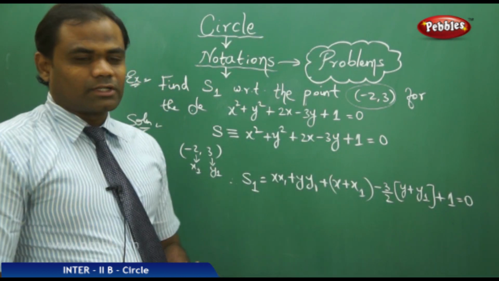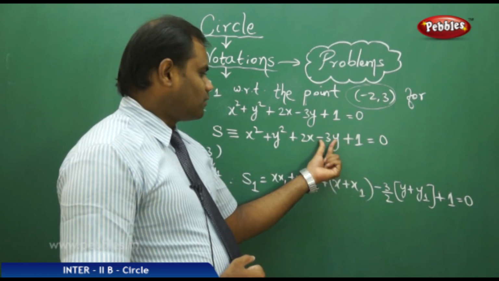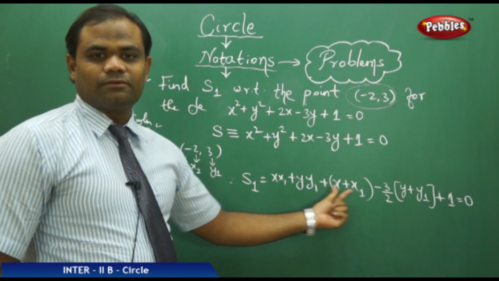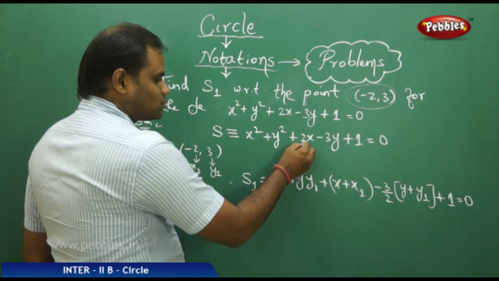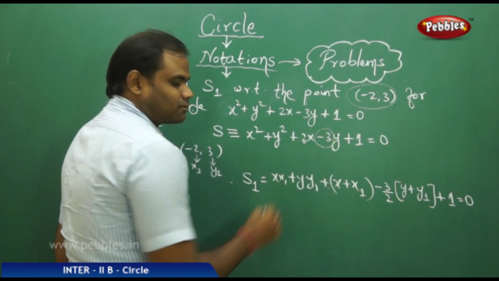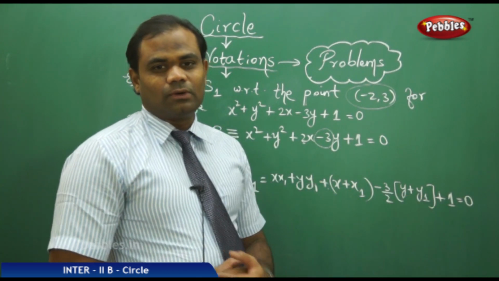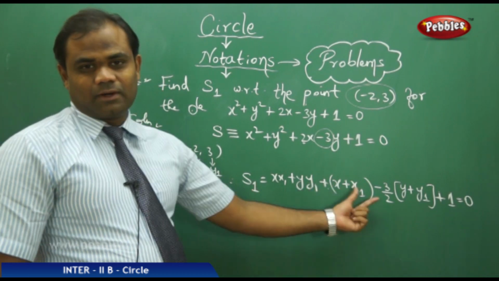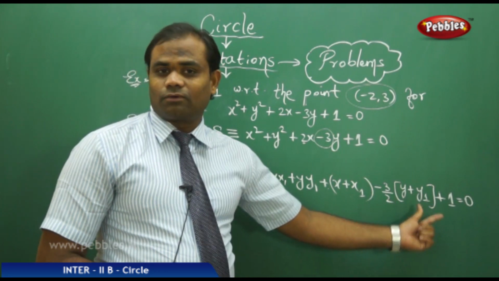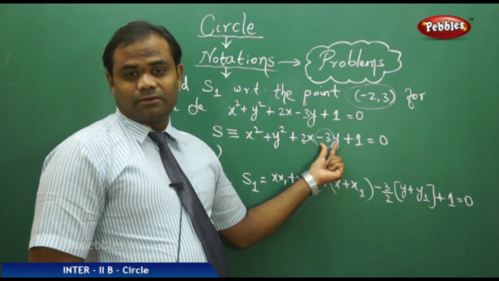So it is very important that 2g becomes g and 2f becomes f, that is, half of the coefficient of x and half of the coefficient of y. Half of the coefficient of x, which is 2, is 1, so 1 comes here, and half of the coefficient of y, which is minus 3, is minus 3 by 2, which comes out here. This is a very important note when we simplify for S1: g times of (x plus x1) plus f times of (y plus y1), these being half the coefficients of x and y respectively.